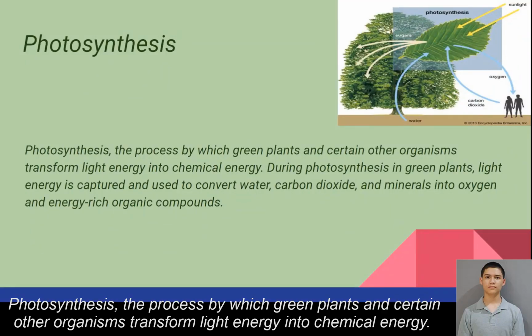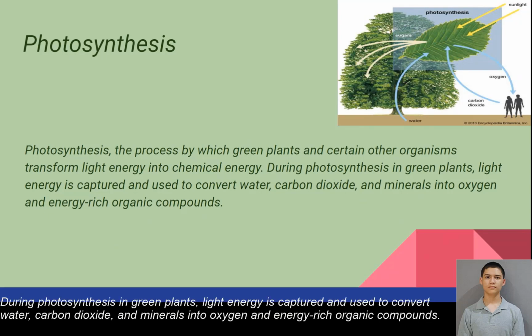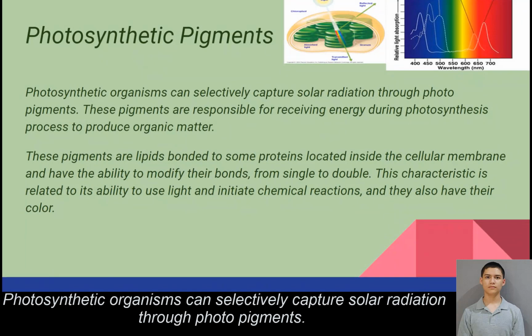Photosynthesis, the process by which green plants and certain other organisms transform light energy into chemical energy. During photosynthesis in green plants, light energy is captured and used to convert water, carbon dioxide, and minerals into oxygen and energy-rich organic compounds.